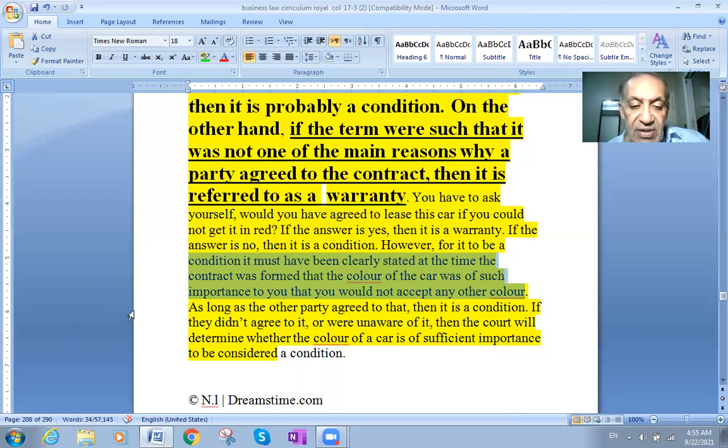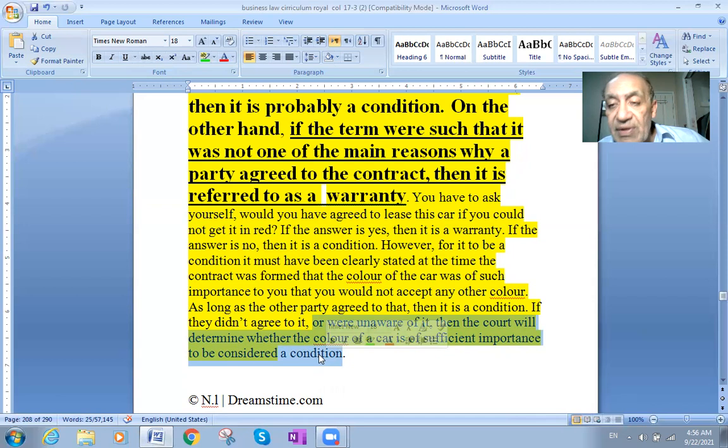Okay. As long as the other party agreed to that, then it is a condition. So as long as he agreed that it's only red color, only red, not brown. If they did not agree to it, or were unaware of it, then the court will determine whether the color of a car is of sufficient importance to be considered a condition.